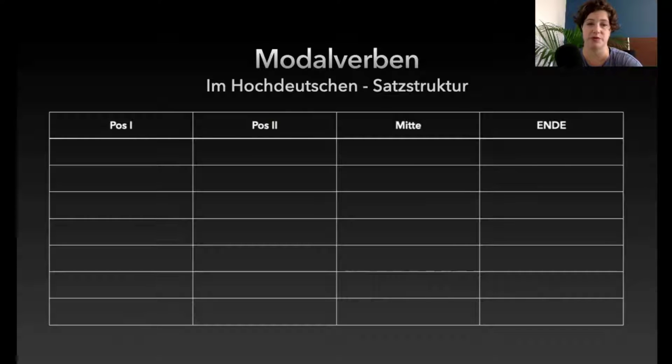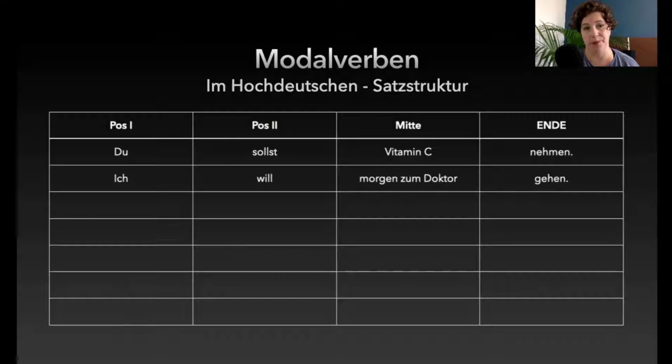And with modal verbs, we can see that. For example, if we start with a subject, du sollst Vitamin C nehmen. So the conjugated verb is the modal verb, du sollst, and then at the end is nehmen, which is in the infinitive, and that's another thing that modal verbs do. They need a second verb. I think it's the same in English, you shall take vitamin C. Yeah. So you know that structure already.